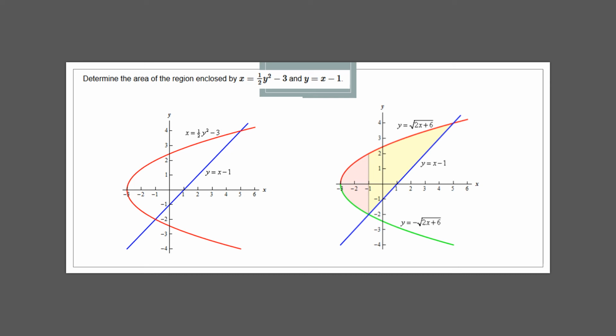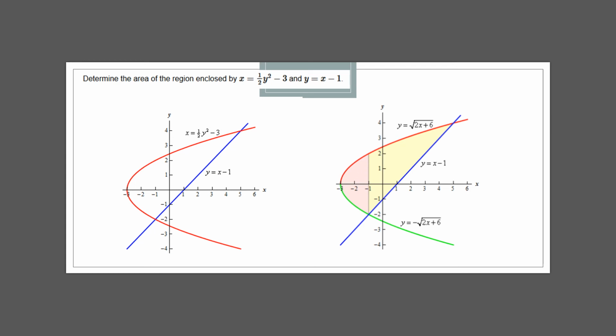In the upper half plane, your y will be the positive square root of 2x plus 6. And in the lower plane, your y will be the negative square root of 2x plus 6. So we can treat this as two different curves. The curve lying above is the positive square root of 2x plus 6, and the curve lying below is the negative square root of 2x plus 6. That is the case between negative 3 and negative 1. Between negative 1 and the other limit, 4 or 5, whatever it is, you have the red one on top and the blue one lying below. So you can add these two values together.